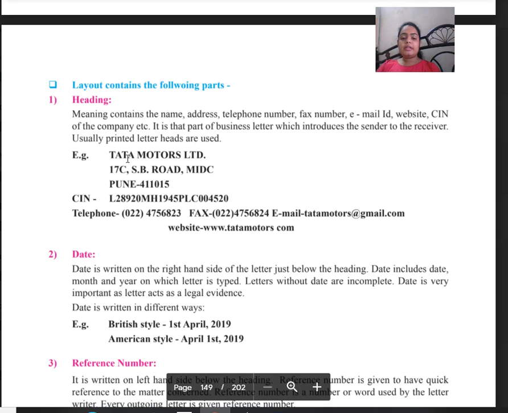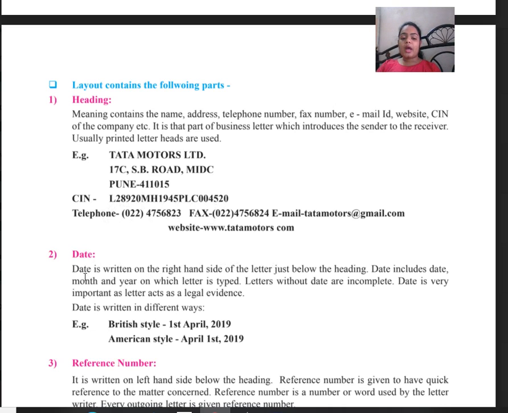Here it is written, see, Tata Motors Limited. Then whatever is the address, Pune, MIDC, and its pin code. Then CIN, the client identification number, whatever number is given to the company. Then telephone number, fax number, email ID, and the website. All these things are mentioned.